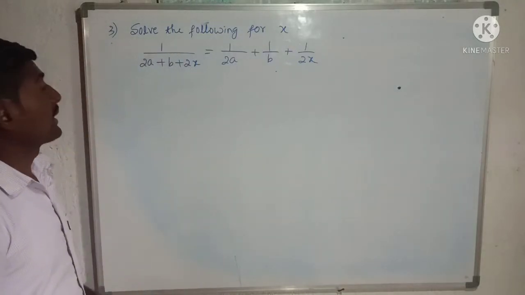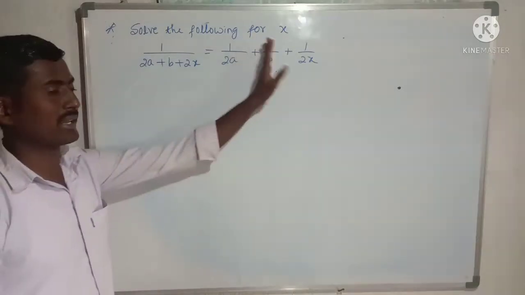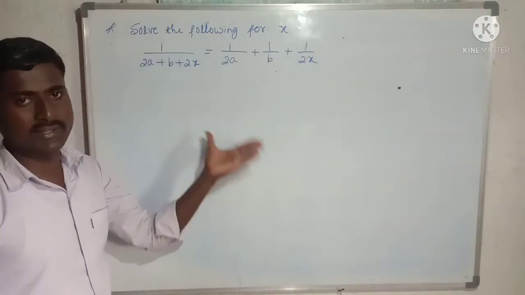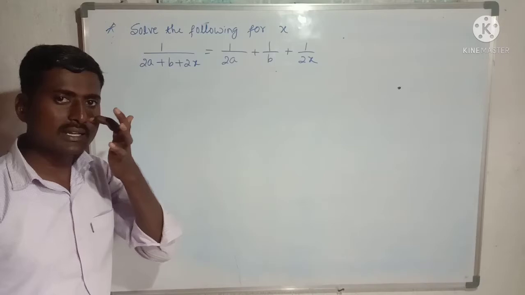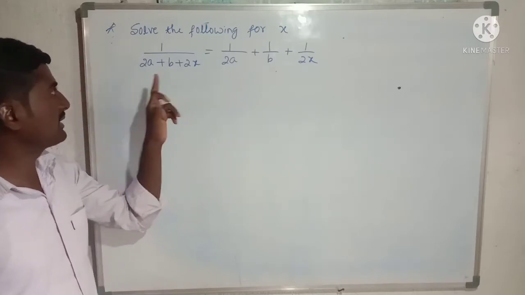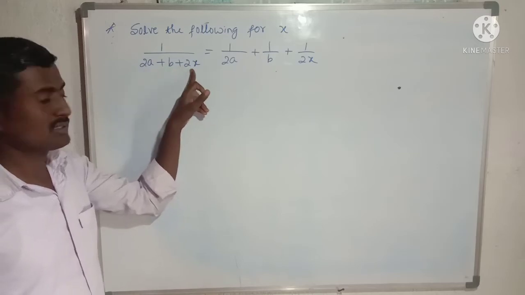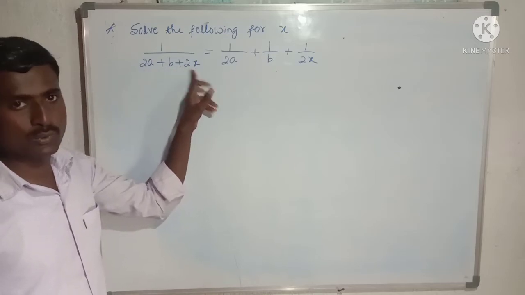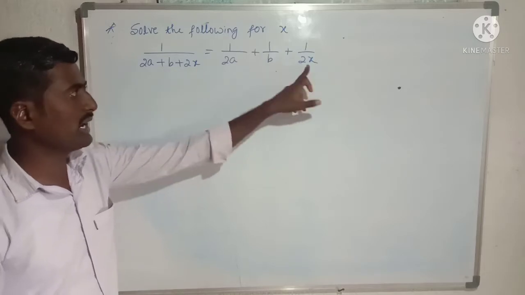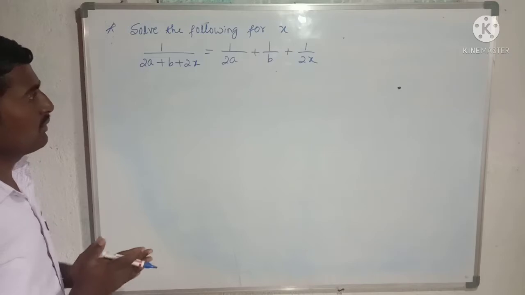Solve the following for x. Now this is next one. Solve the following for x. We have to simplify this. We have to find the value of x. Already we solved the same type of question. So I think there it was a. Here I am getting 2a. So there it was x. Here it is 2x. That is the only difference. 2a and 2x. Okay. The same procedure I will follow now.